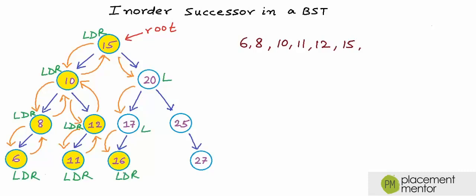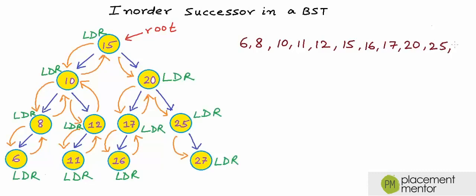Successor of 15 would be 16, and after 16 we will print 17, then after 17 we will print 20, then 25, and the last element would be 27. So this is in-order traversal of this binary search tree. Notice that we have printed the integers in sorted order. When we perform in-order traversal on a binary search tree, then elements are visited in sorted order.